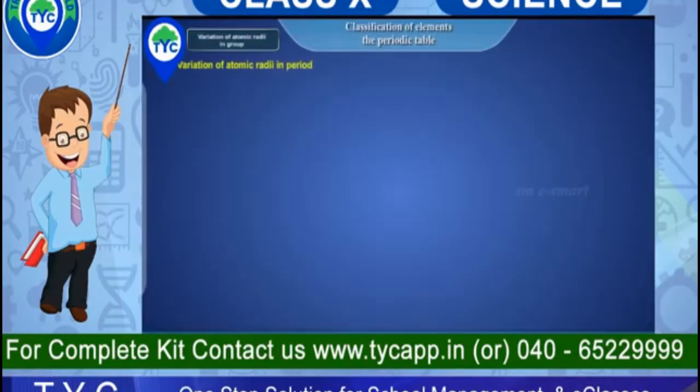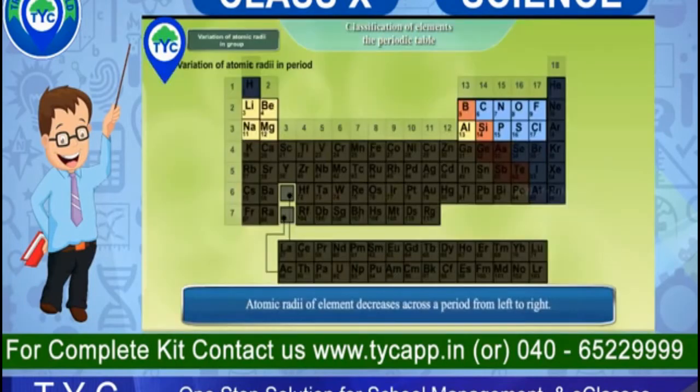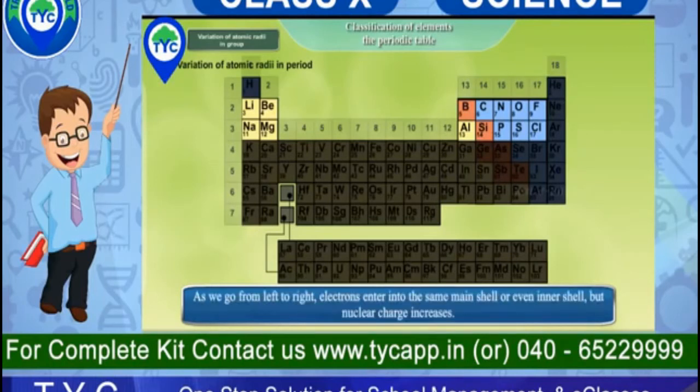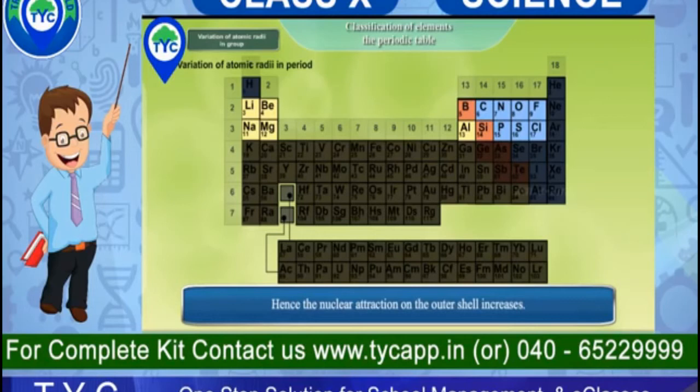Variation of atomic radii in period. Atomic radii of elements decrease across a period from left to right. As we go from left to right, electrons enter into the same main shell or even inner shell, but nuclear charge increases. Hence, the nuclear attraction on the outer shell increases. As a result, the size of the atom decreases.